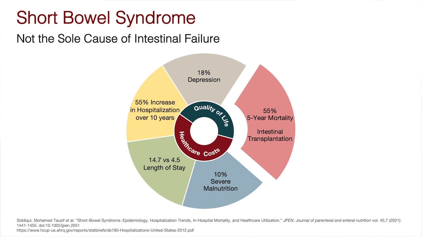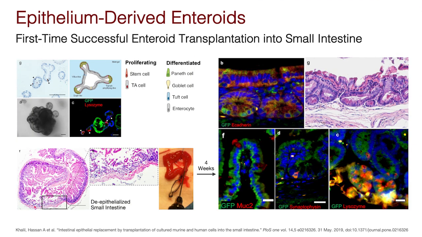Here are some statistics that can show how poor the quality of life of these patients is and the burden of healthcare costs. I just want to mention that the 5-year mortality rate of these patients is 55% in the US, and it has increased over the past decades.